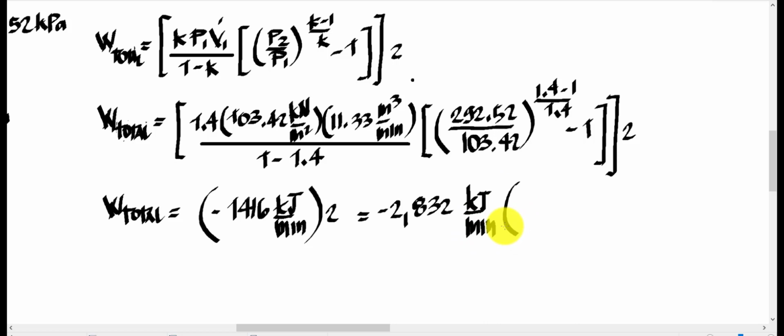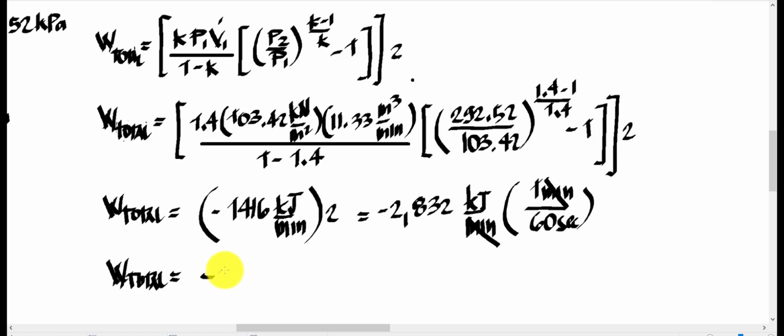So let's change this one: we have 1 minute, so we have 60 seconds. Okay, so cancel this one. So we have now kilonewton meter per second, which is equivalent now to watts. So we have your total work equal to negative 47.2 kilowatts. So that is the work of the compressor for multi-stage.